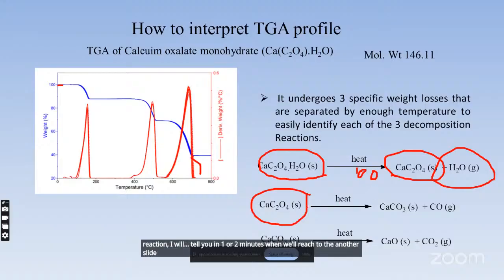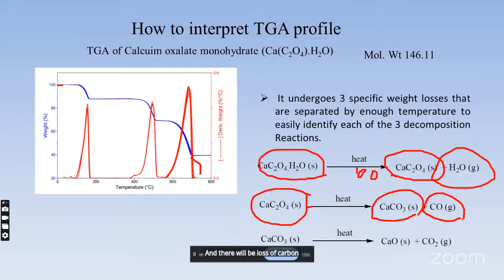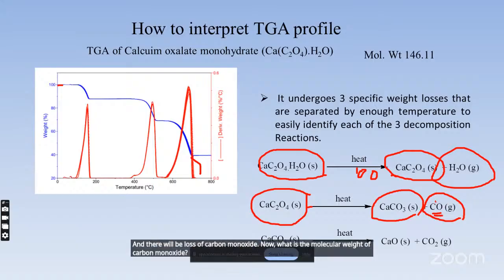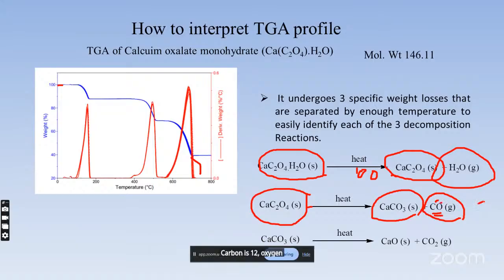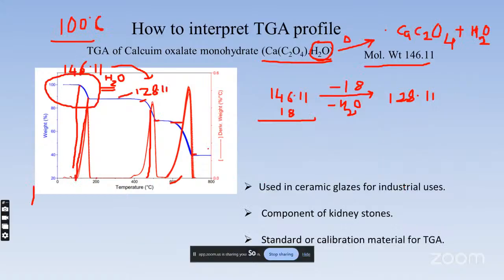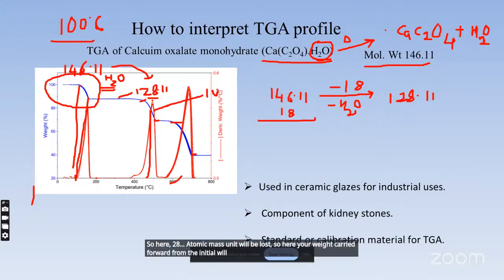So this calcium oxalate further decomposes to give you calcium carbonate and there will be loss of carbon monoxide. Now what is the molecular weight of carbon monoxide? Carbon is 12, oxygen is 16, so 28. So there will be a loss of 28 atomic mass units. So here 28 atomic mass units will be lost. So here your weight carried forward from the initial will be 100.11.